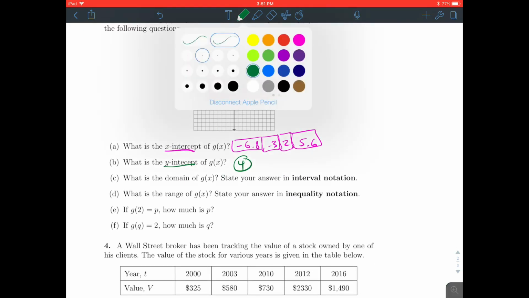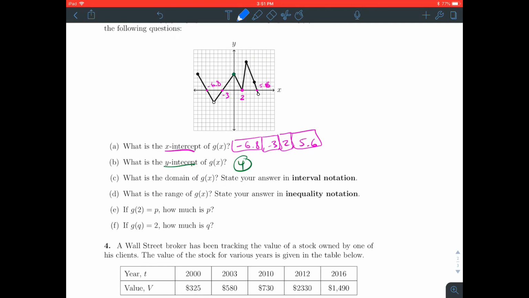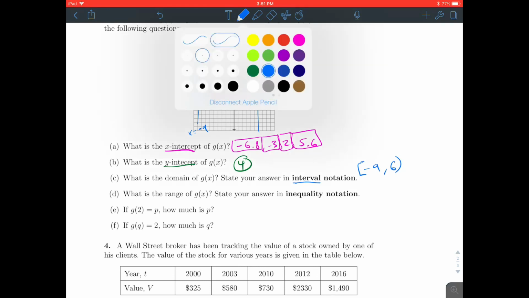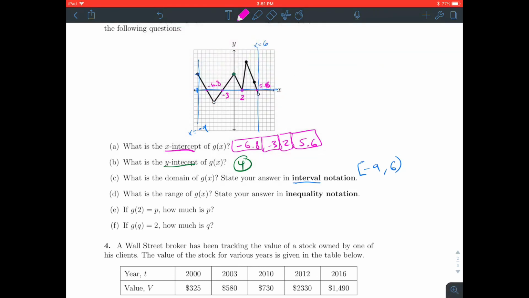What is the domain? So the domain is when we go from the lowest x value, so on the x-axis, the lowest value would be this one. That's, wow, that was sloppy. That's negative 9. So we go from negative 9 all the way up to 6. I'm supposed to use interval notation, so that would mean from negative 9 to 6, including negative 9, not including 6, because of the solid and empty bubbles.